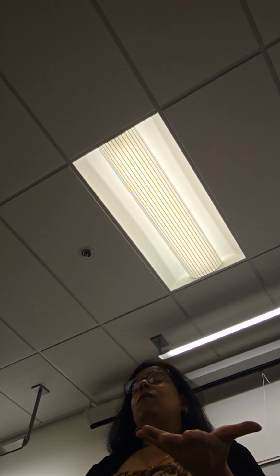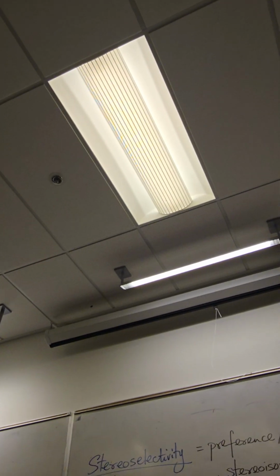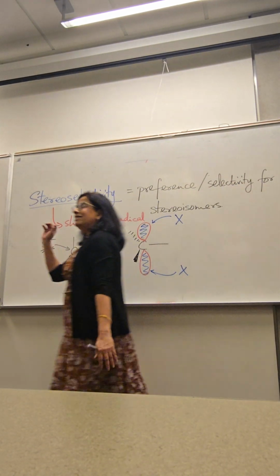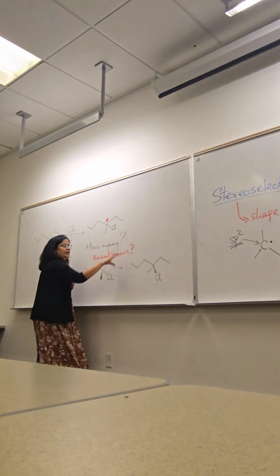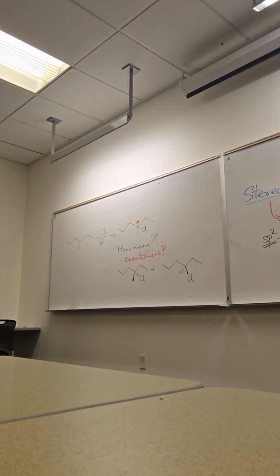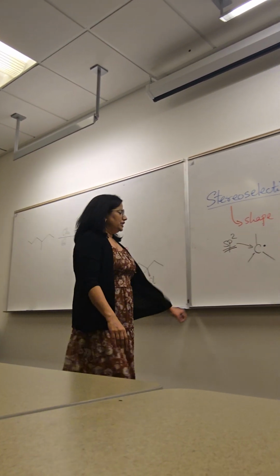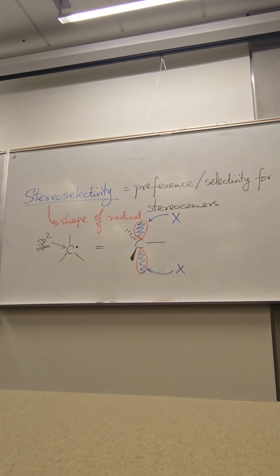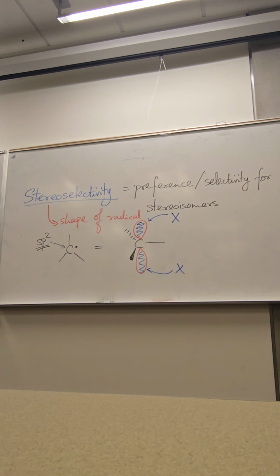No. So if this approach is equally likely compared to this approach, will there be any preference for one of these enantiomers over the other? No. This reaction does not have stereoselectivity. You will get an equal mixture of both enantiomers. What do we call that, guys? An equal mixture of two enantiomers is a racemic mixture. We will get a racemic mixture.